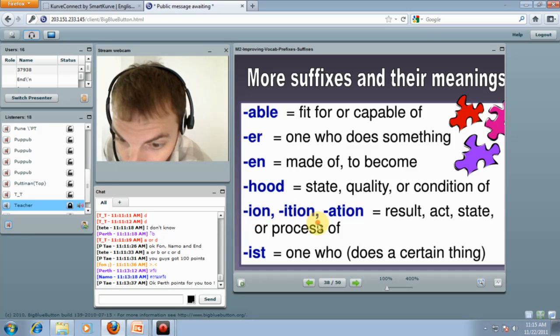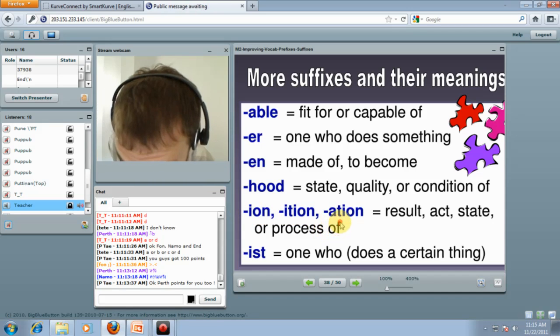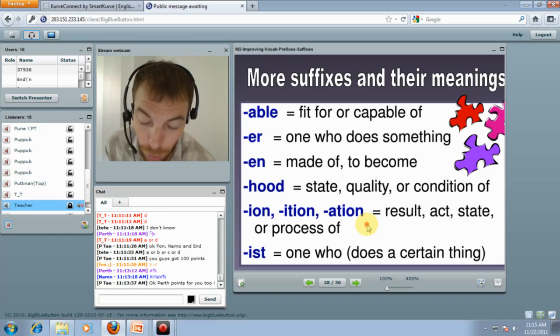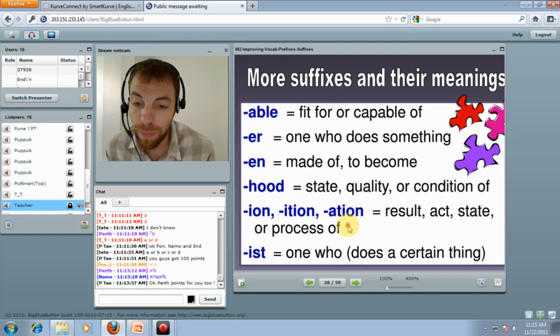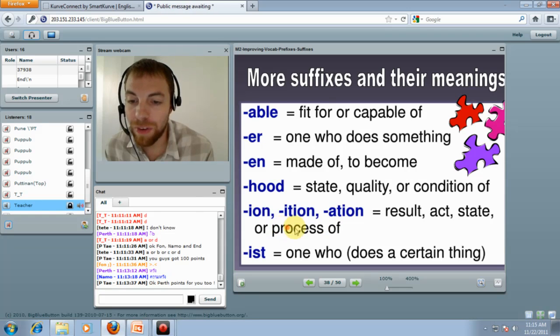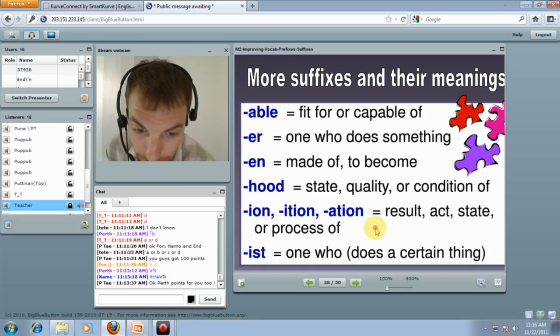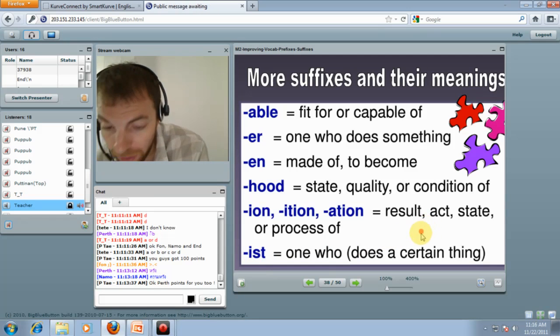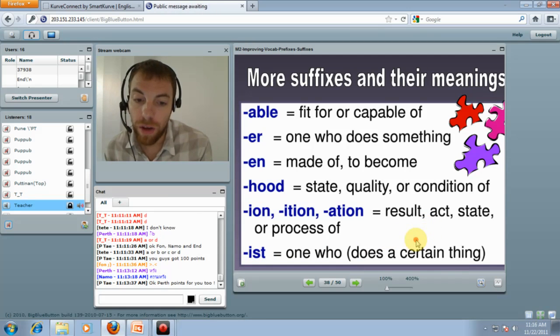I-O-N, T-I-O-N, and A-T-I-O-N also is a result of an act or the process of. So these are parts. These parts are about an action or what the result of an action. And ist is one who does something. So a specialist is someone who is special at one thing. Someone who does something. Ist.